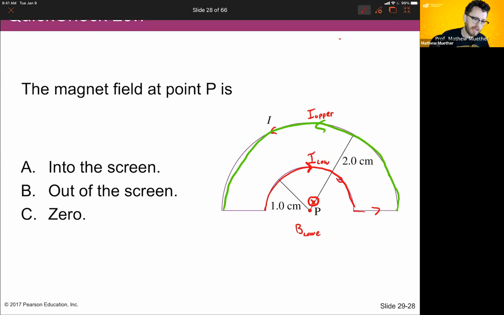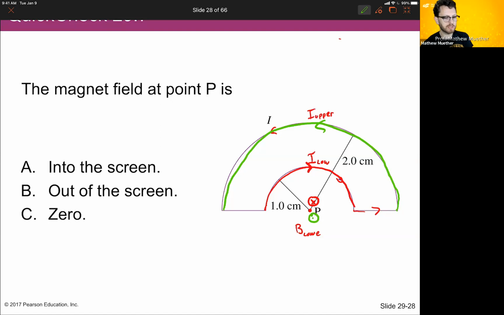I can play the same game for that upper loop, right? I'm going to point my thumb in the direction of the current around that upper loop. My fingers are going to curl in the direction that the magnetic field should point, and so I'm going to get a magnetic field that wants to come out of the page at me. So at that point in space, I get a contribution from those two loops. They point in opposite directions.